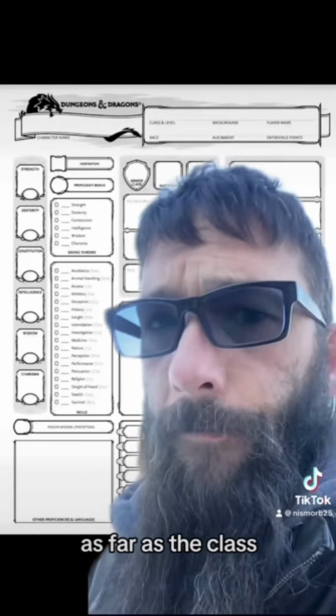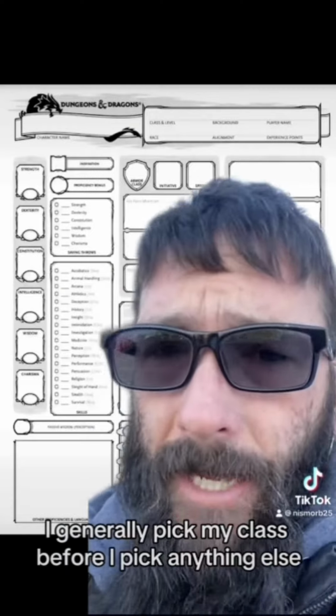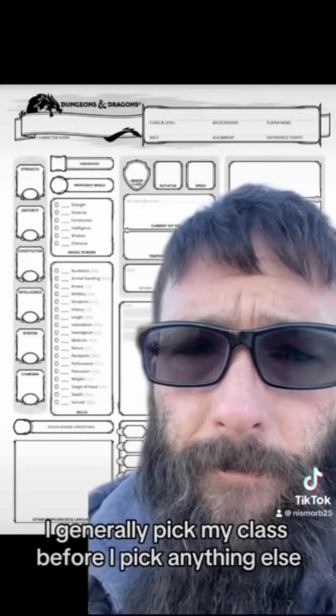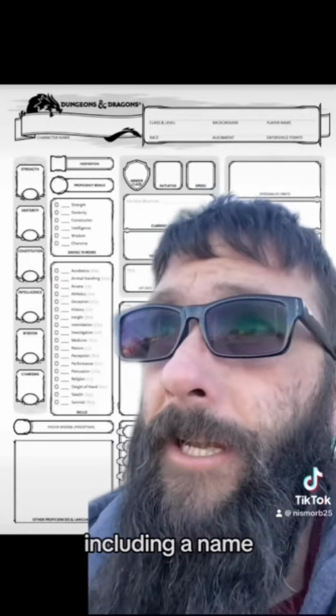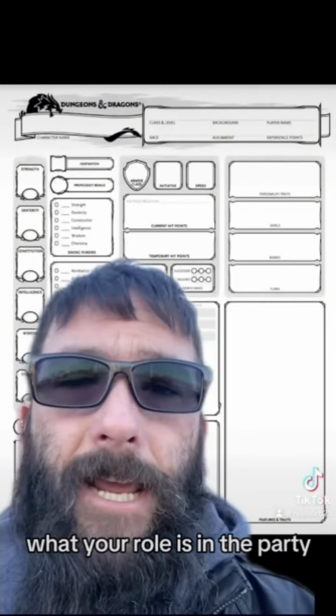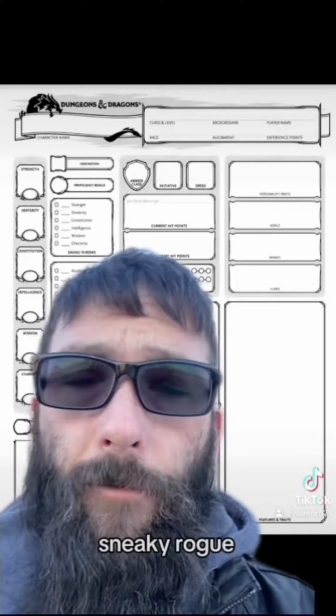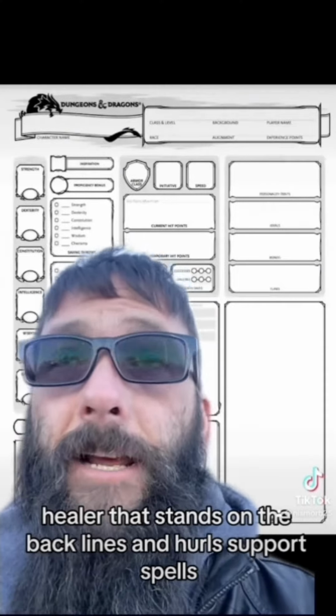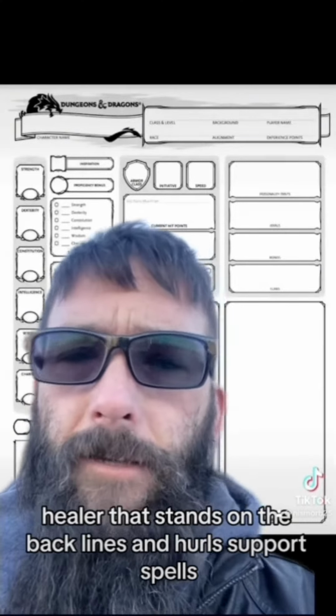Next up, as far as the class, I generally pick my class before I pick anything else, including a name. So when you go to pick your class, think about what your role is in the party. They're tanky barbarian, sneaky rogue, healer that stands on the back lines and hurls support spells.